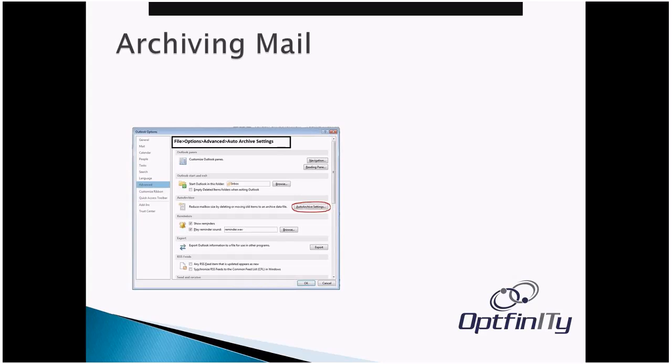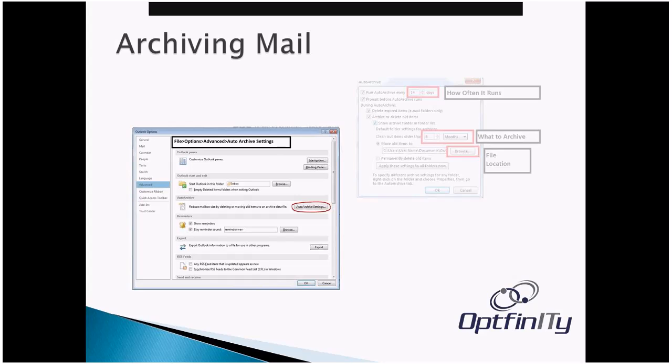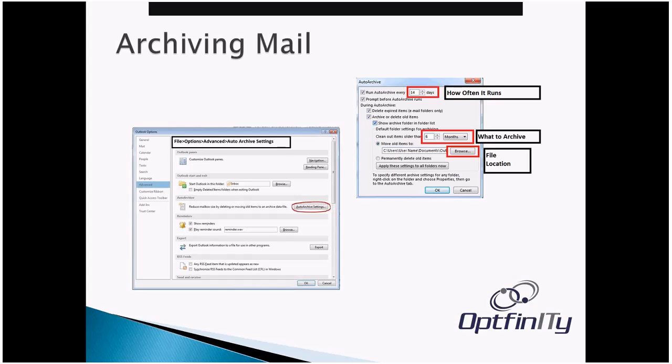It's also something you need to consider when dealing with legal regulations, medical regulations, dental, etc., where you have to keep a copy of all those messages, especially Sarbanes-Oxley. But to do it in Outlook, you basically have an auto archive capability, which you can go to by going to File, Options, Advanced, and Auto Archive Settings. Once there, you can choose to run it, how often, where to put it, and what to archive. So I'll quickly demonstrate that.